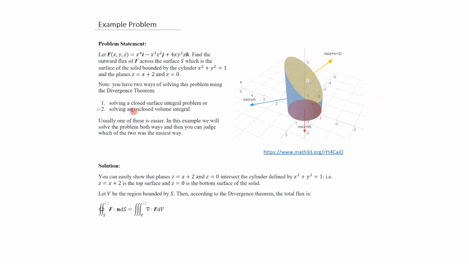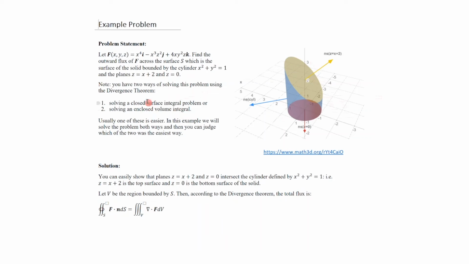Now you have two ways of solving with the divergence theorem. You can either solve the closed surface integral problem. In this case, there are three discrete surfaces: one for the base, one for the outside periphery, and one for this slanted plane. Or you can solve the enclosed volume integral, which means we need the divergence of the vector field, and then we would integrate the resultant scalar function over the volume enclosed by these three surfaces.